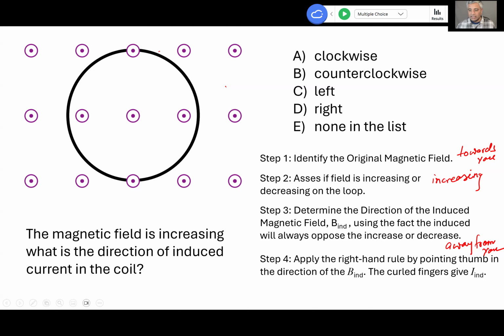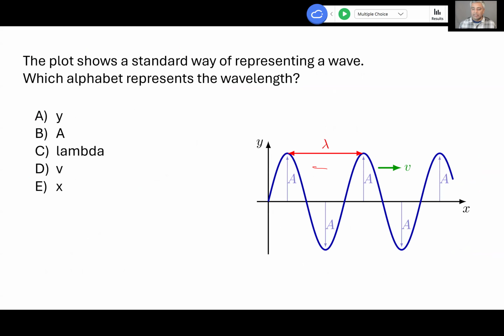Okay, so with that, that kind of wraps up the magnetic field, force, and the right-hand rule. Now let's move to the waves and sound.